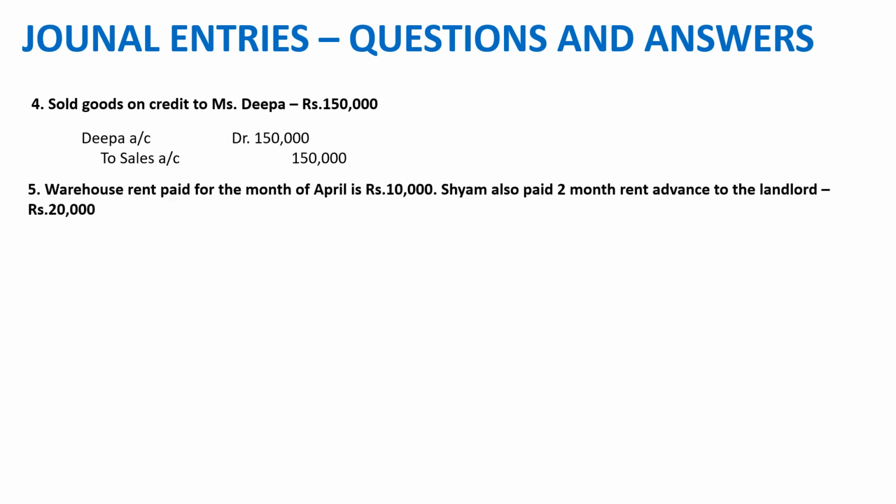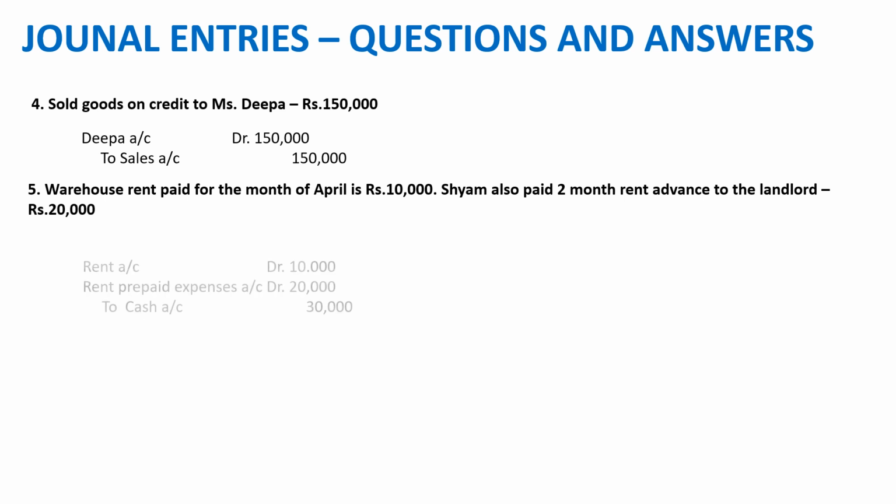Next transaction. Warehouse rent paid for the month of April 10,000. Sam also paid 2 months rent advance to the landlord 20,000 rupees. So here you have two transactions. One is the expense rent and second is the advance payment to the landlord. So any advance payment to the landlord, the benefit will come in future, right? And if you see my definition of asset, I have explained very clearly that any money paid to anyone for future benefits, then that has to be treated as an asset, right? And that is increasing by 20,000 rupees.